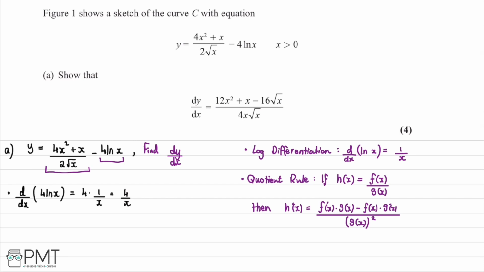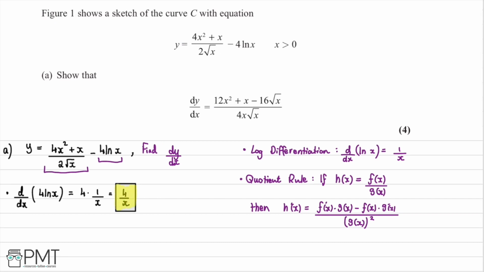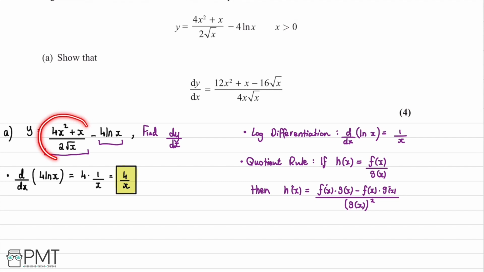And what I'm going to do is draw a box around this and highlight it, as this is a very important piece of information which we want to come back to later when we get to our final answer. So now we want to differentiate this part. So we have a fraction, and we know that when we want to differentiate something to do with a fraction, we're going to use the quotient rule.